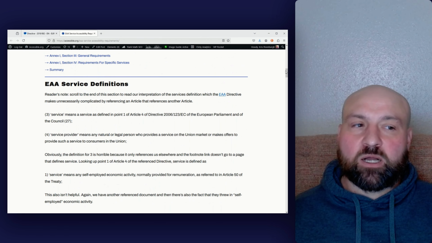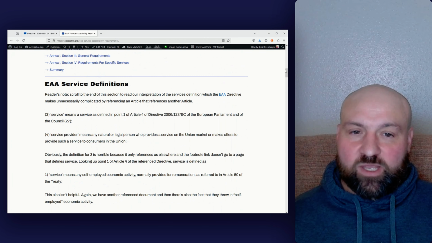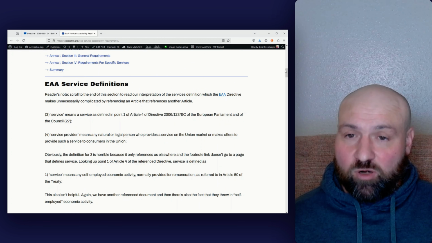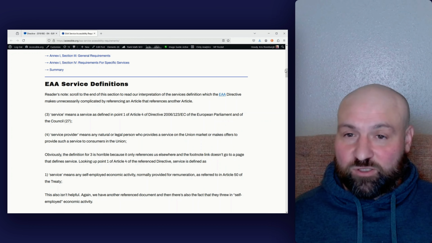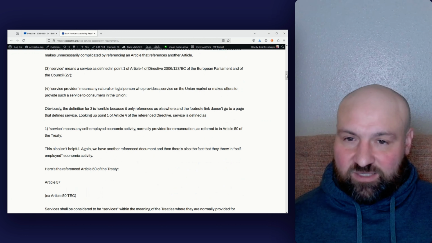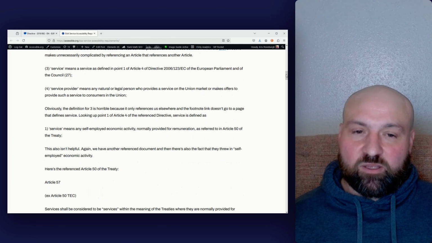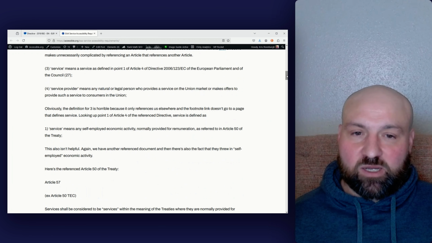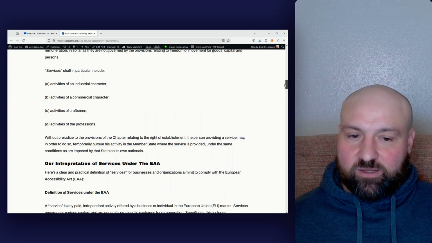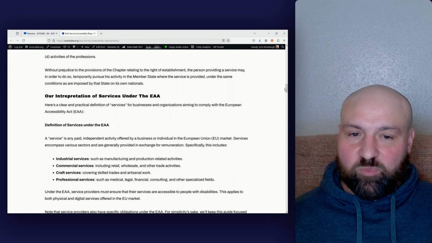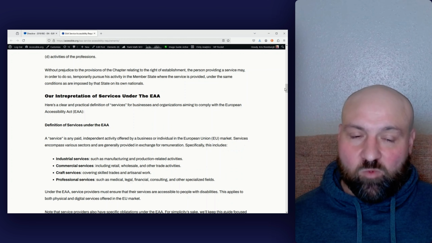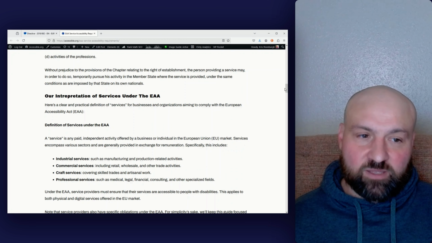Now, in the first part of this post, we get into what the actual definition of a service is, because we need to determine whether our service is covered. And so it generally is, and the definition isn't straightforward when you read the European Accessibility Act, and that is because they reference out another directive. So it gets slightly complicated, but what we've done in this post is provided our interpretation of the European Accessibility Act and what services mean, how they're defined under the EAA.